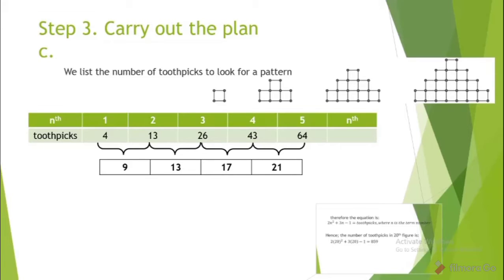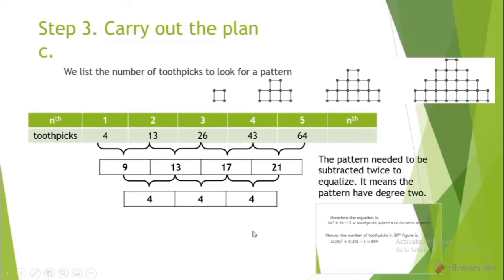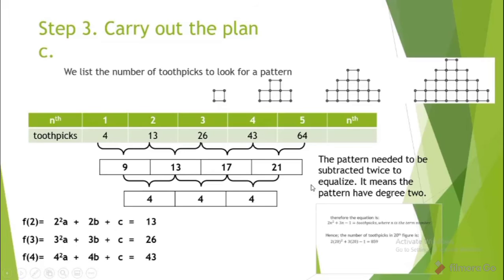So, hanapin mo ulit yung difference nila. So, 13 minus 9 is 4. And 17 minus 13 is 4. And 21 minus 17 is 4. So, nag-equal na sila. Therefore, the solution ng pattern natin ay merong degree of 2, kasi dalawang beses natin siyang minus bago sila mag-equal.